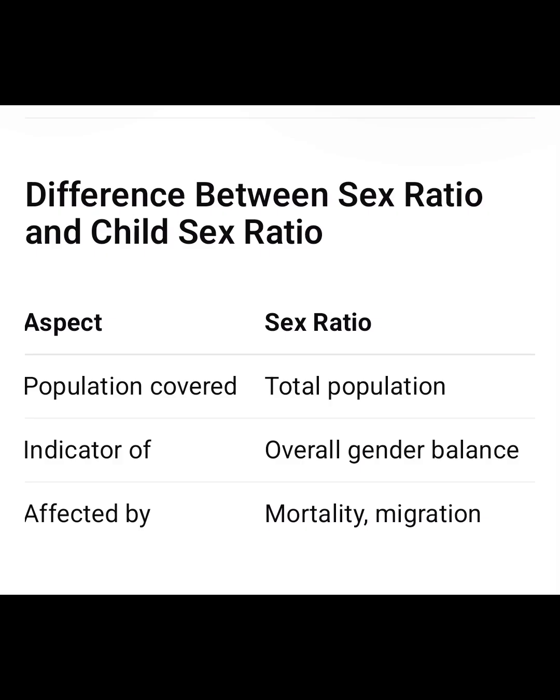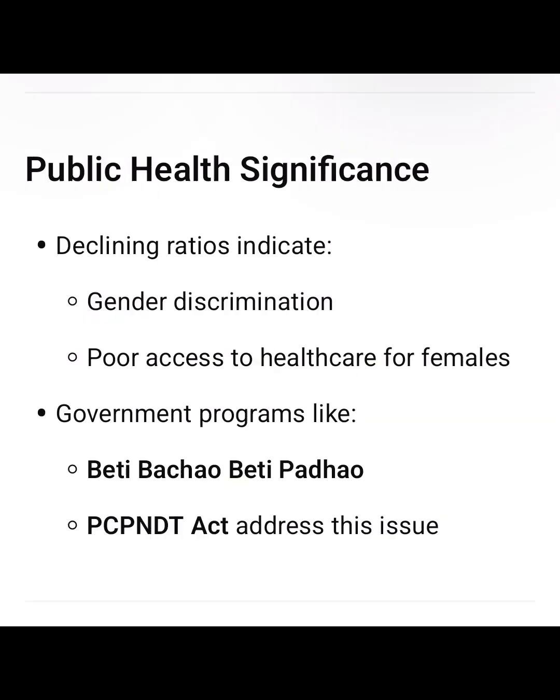And the difference between the sex ratio and child sex ratio. Aspect, population covered: for sex ratio, it is the total population, and it is an indicator of overall gender balance, affected by mortality and migration. Public health significance: a declining ratio indicates gender discrimination and poor access to health care, mostly for females. Some government programs like Beti Bachao Beti Padhao and the PCPNDT Act address these issues. We already discussed the previous topic, just have a look at that.